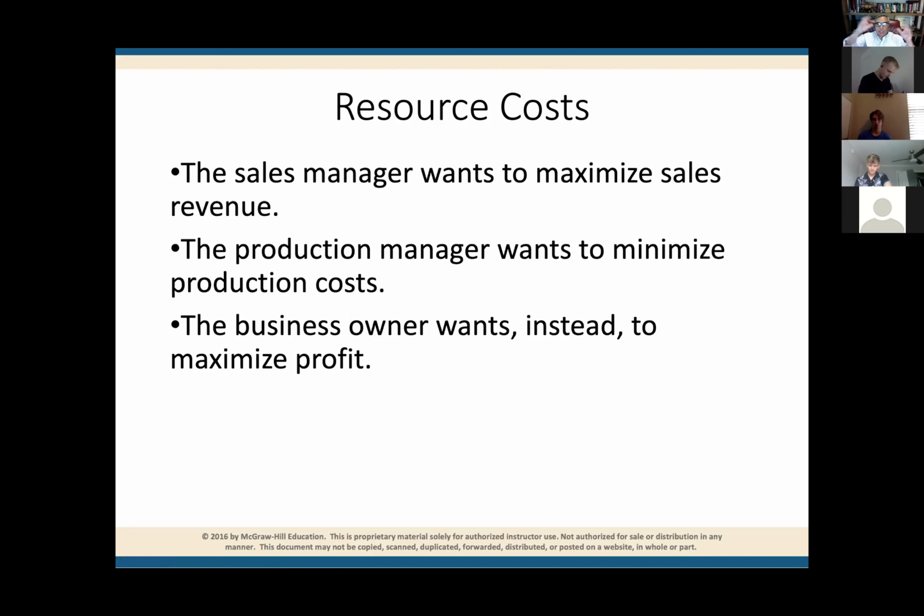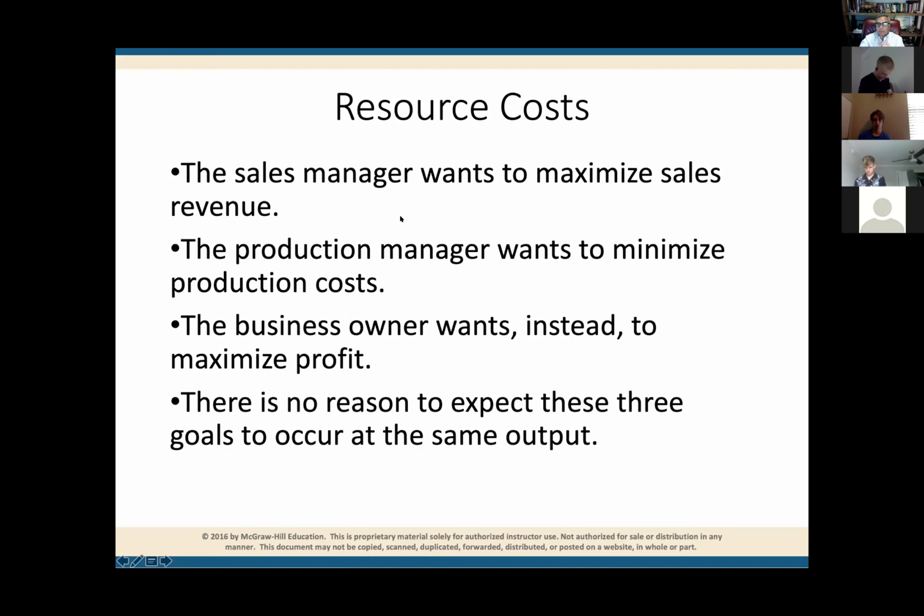So it's the responsibility of the owner of the company to try to align these interests and put them in order of priorities, right? Because what we want to do at the end is maximize my profits. So to maximize my profits, what do I need to do in each of the departments? Because there's no reason to expect that all of these goals are going to take place at the same level of output.